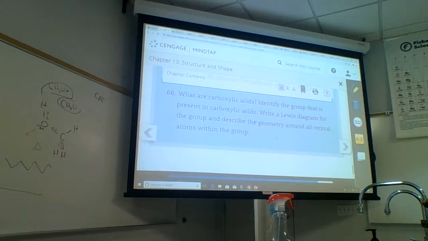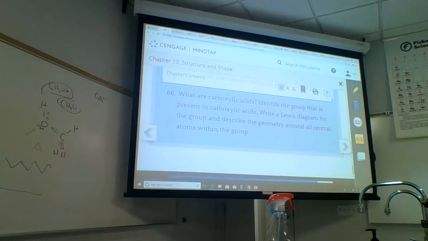Trigonal planar, correct. This is a trigonal planar group. So the carboxyl group is going to be, let's say, here, it's the COOH, right? And so we're coming in, here we hit the COOH. So when we look at this carbon, it's trigonal planar. However, this oxygen is not trigonal planar. This oxygen is bent. And so this is trigonal planar bent.